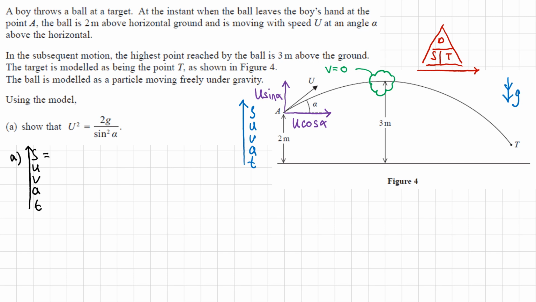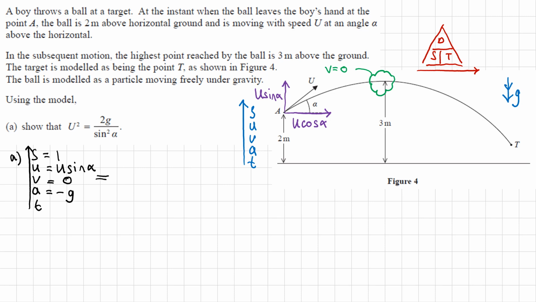It normally makes sense to take the initial direction of motion as positive. S, now we're considering this point here. So at this point, the displacement from the initial position is going to be 1 meter. So S is 1. U, well, we've got that on a diagram. That's u sine alpha. V, at this highest point, it's 0. And A is going to be negative 9.8, but I'm using negative g because if I look here, I've got my working in terms of g, so we'll just write negative g.